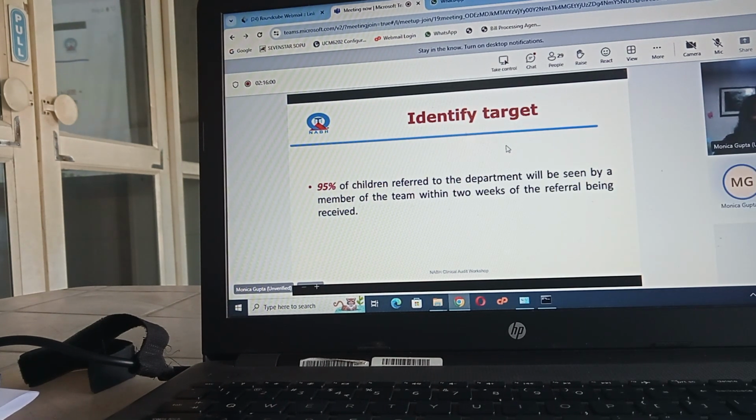So target is 95%. Criterion is children referred to the department will be seen by a member of the team within 2 weeks. What is the yardstick? Within 2 weeks of the referral being received. Okay?